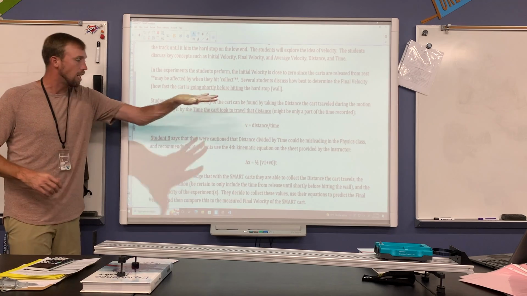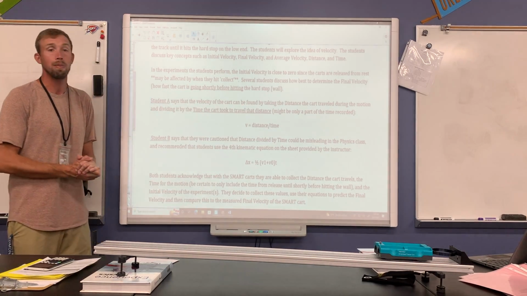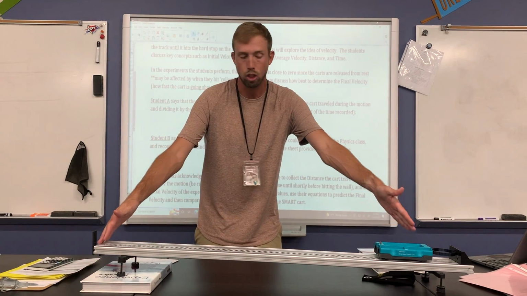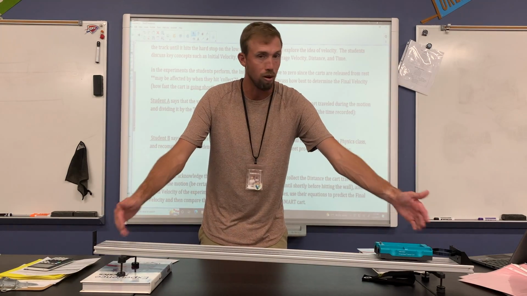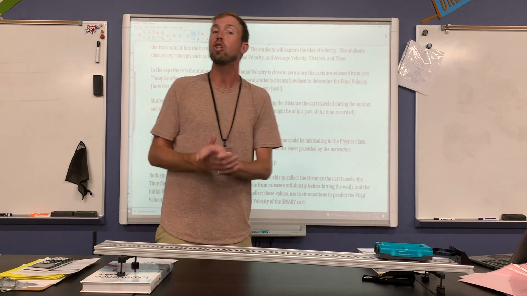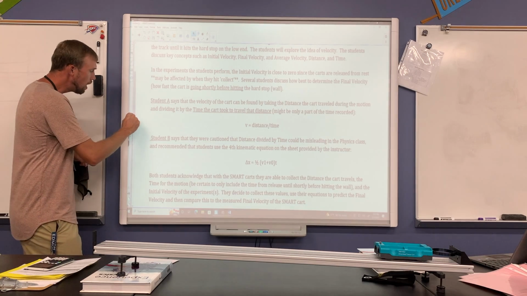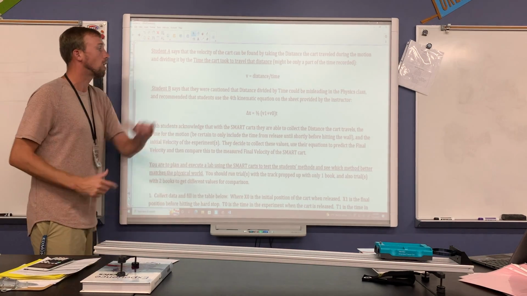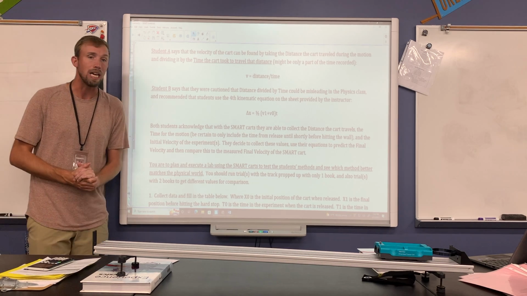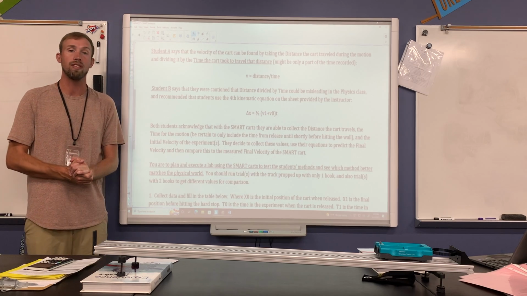So student A, if you're referencing the document, makes the prediction that the velocity of the card can be found by taking the distance the card travels, and we can measure that actually using our smart card software, the distance the card travels divided by the time it takes to travel that distance. That is student A's prediction. Velocity is distance over time. Now student B is cautioning that distance divided by time could be misleading, and they recommend using the fourth kinematic equation in order to check what's going on with the velocity.